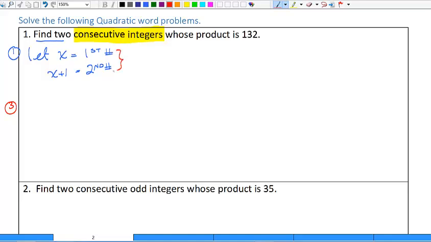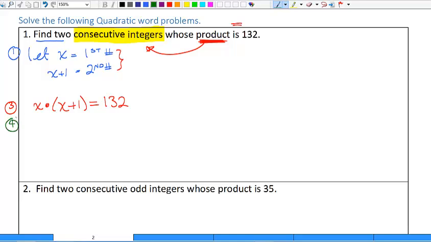Okay, these are my two consecutive integers. Whose product? Remember what product means? Product means multiply. And who am I multiplying? Well, the two consecutive integers that we just talked about. So I have x times x plus 1. Notice because x plus 1 is a binomial, it needs to be in parentheses. Then comes the word is. Do you remember what is means in our English to algebra translation? Equals, and then 132. So this is step 3. I have written my equation.